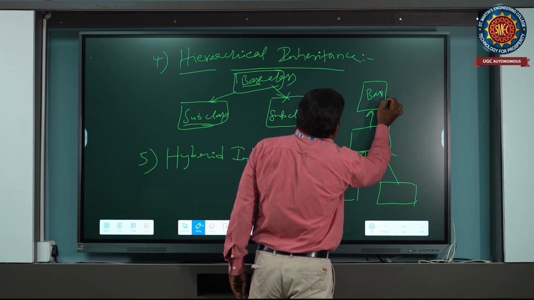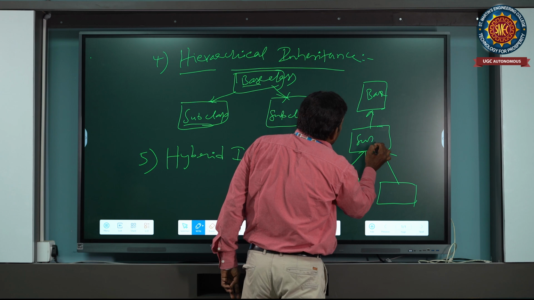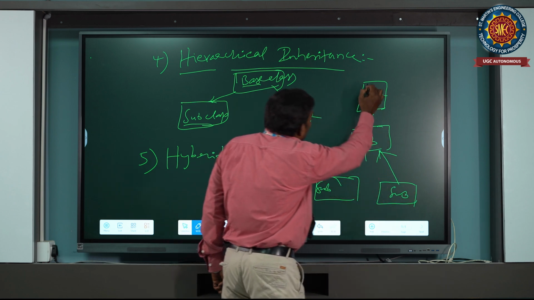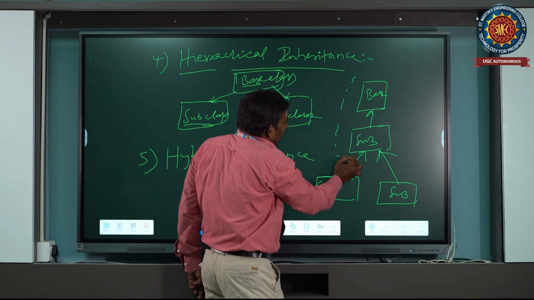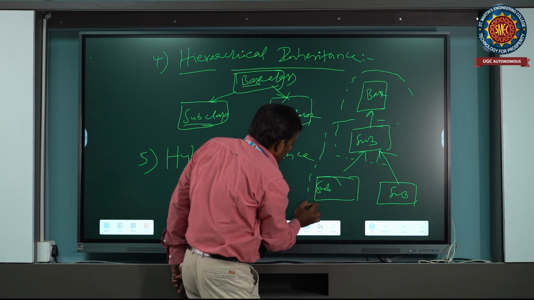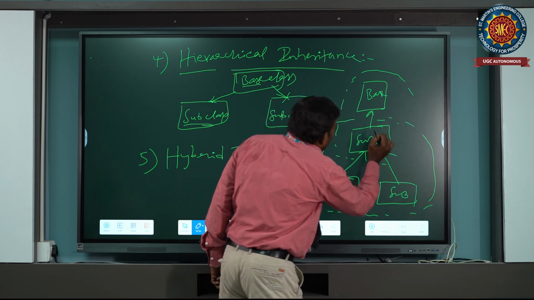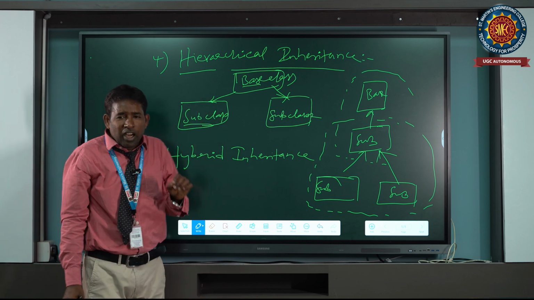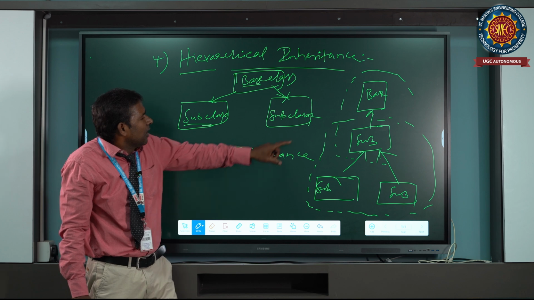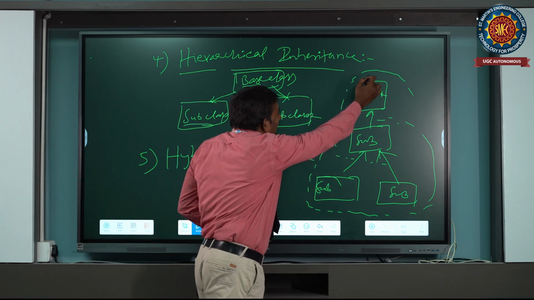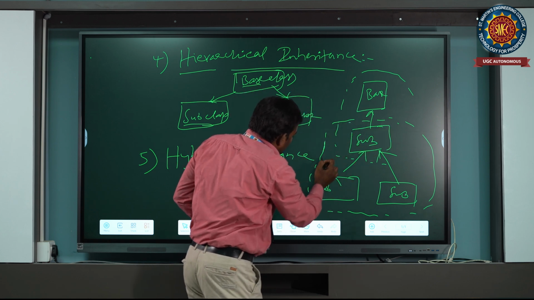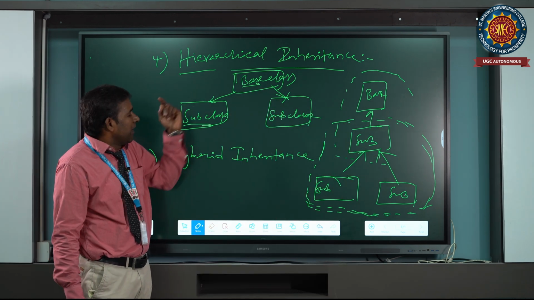This is the base class. This is the subclass. Again, this is one more subclass. This is one more subclass. Now this comes under single level. Next, this comes under hierarchical. What is hybrid? The combination of any two inheritance is called hybrid inheritance. This first one is called single level. This one is about hierarchical inheritance.